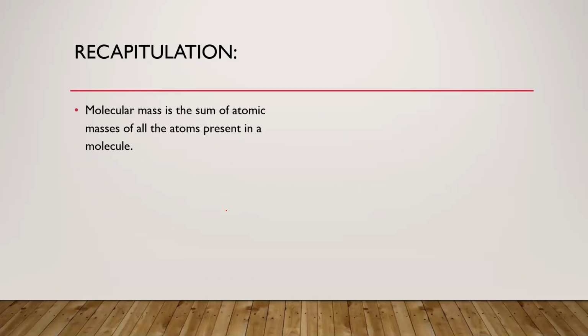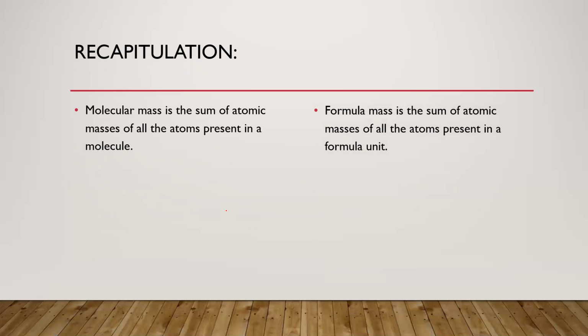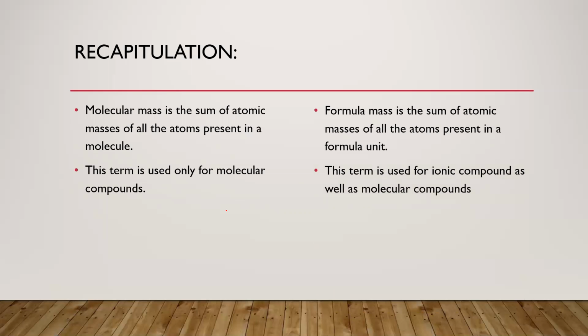Recapitulation in the form of a comparison of molecular mass and formula mass. Molecular mass is the sum of atomic masses of all the atoms present in a molecule, while formula mass is the sum of atomic masses of all the atoms present in a formula unit. Molecular mass is the term used only for molecular compounds, whereas formula mass is used for ionic compounds as well as molecular compounds. Its unit is also AMU.